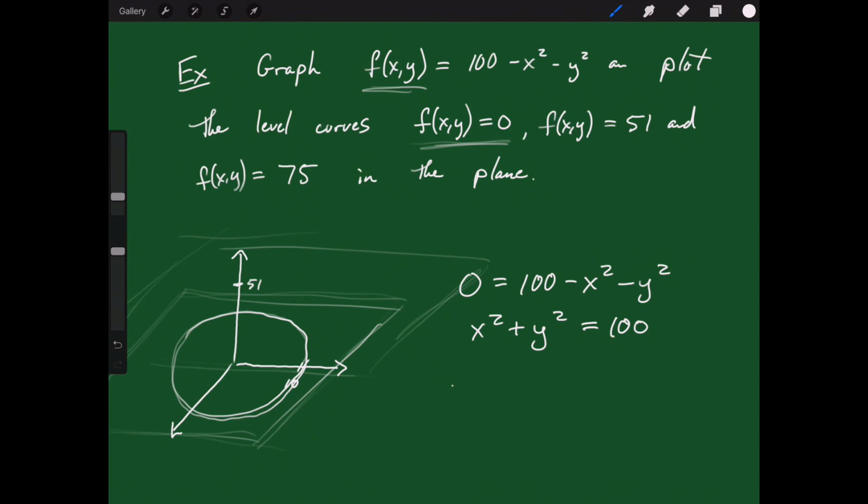So I'm cutting through here instead of cutting down at 0. Well, what do I get in that case? Well, I get 51 is equal to 100 minus x squared minus y squared, which I could rearrange to have that x squared plus y squared is equal to 49, which is a circle of radius 7. Right, so up here at 51, the circle is much smaller, right? It's only radius 7, not radius 10. So maybe we have a smaller circle up here.